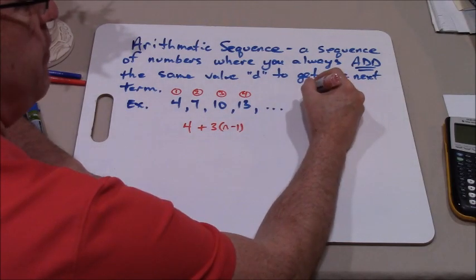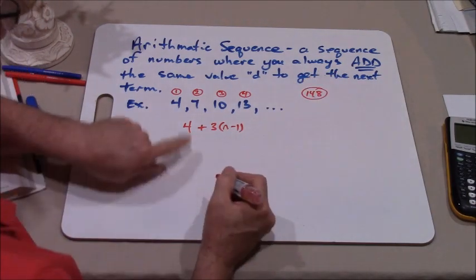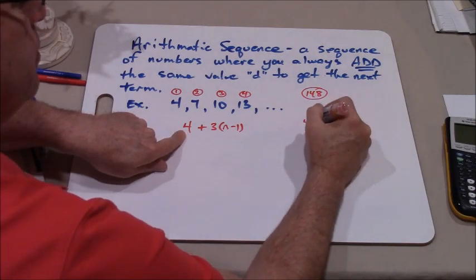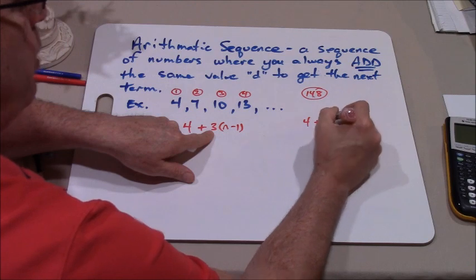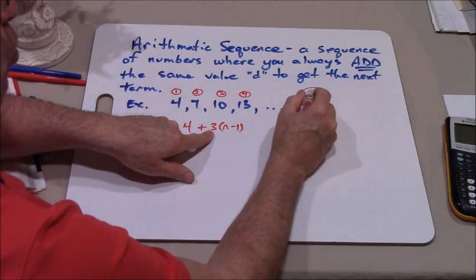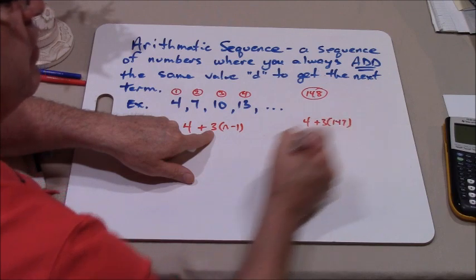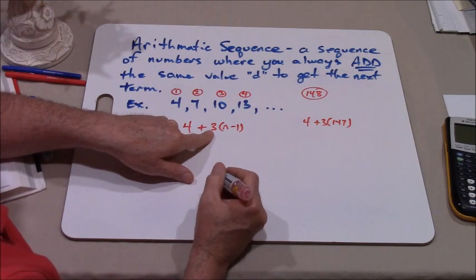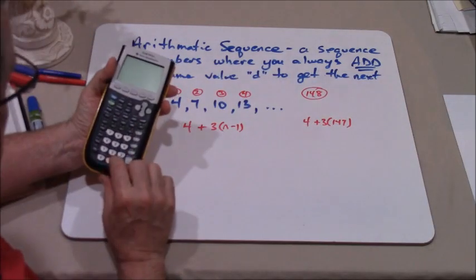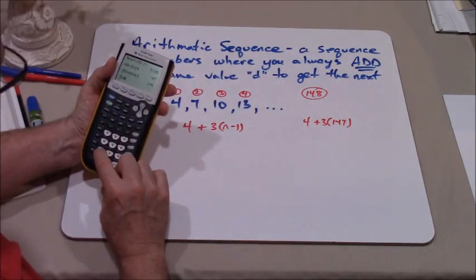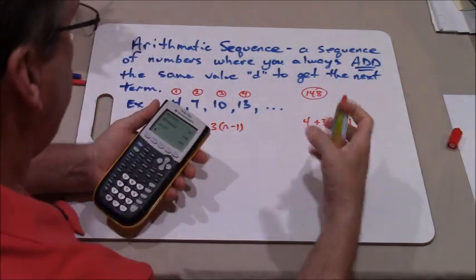So you want me to find the 148th term? Okay, I'm going to start with 4. I can see that I'm adding 3 each time. And I want to add 1 less than the term I'm on. So I'm going to add 147 3s. And so if I do that, let's see, if I grab my calculator, 3 times 147, I get 441.